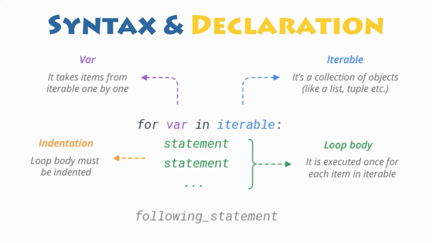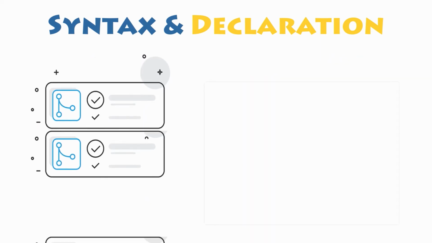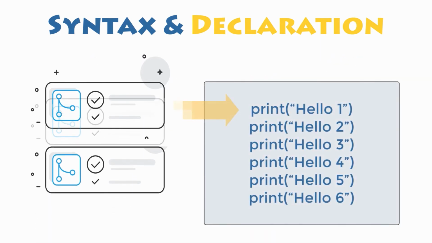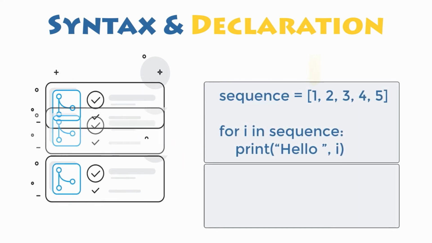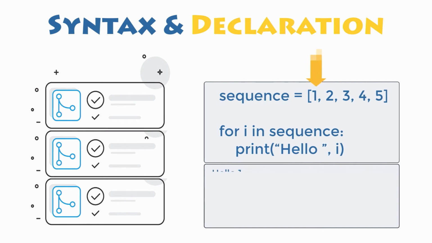Here is a simple declaration of a for loop, in which the variable var takes the value of an item inside the sequence, on each iteration. The loop executes all statements and it continues, until we reach the last item of the sequence. The body of the loop, which includes some statements, is separated from the rest of the code, using indentation.